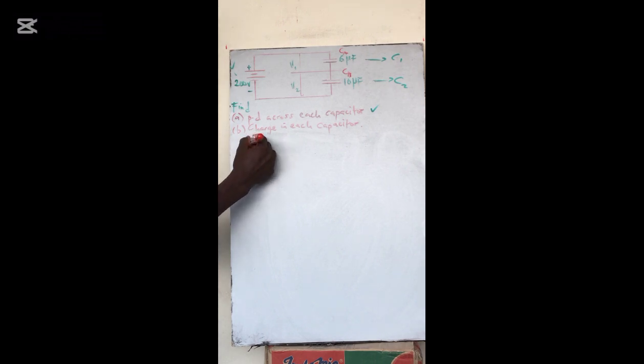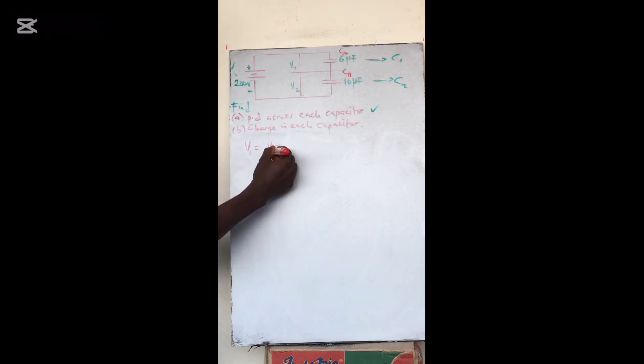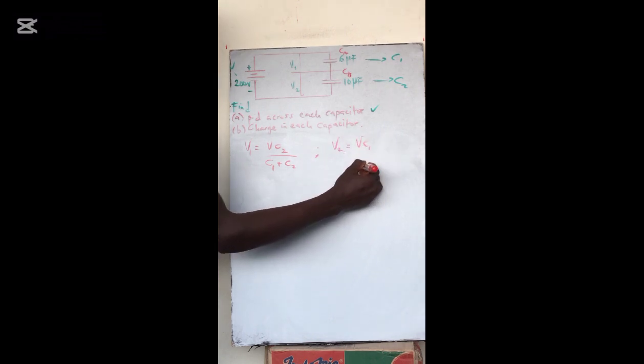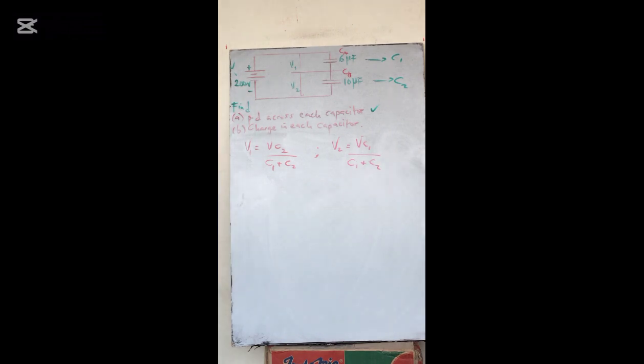Voltage divider formula. So for V1 now, remember we are looking for the PD across each capacitor, that is V1 and V2. So we are going to be saying V1 equals VC2 over C1 plus C2. Then for V2 we'll be saying V2 equals VC1 over C1 plus C2. So that's just it. Very simple.